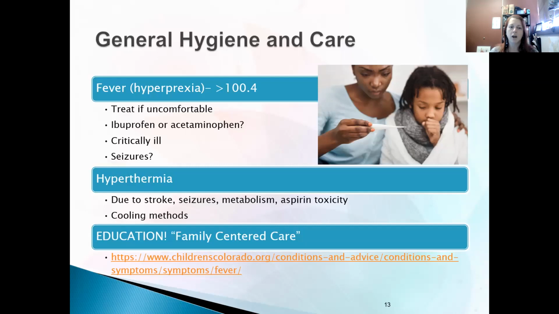All right, the other concept with hyperthermia: if it's due to a stroke or seizures or metabolism or aspirin or other drugs, it can't be treated with medications.